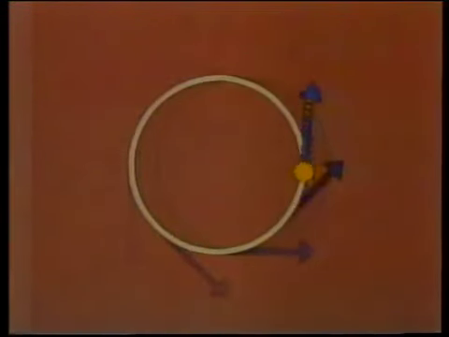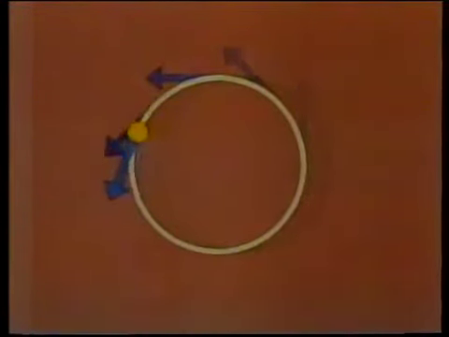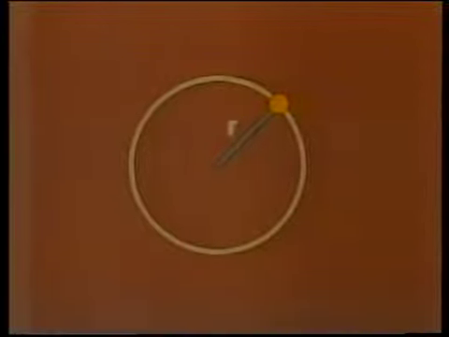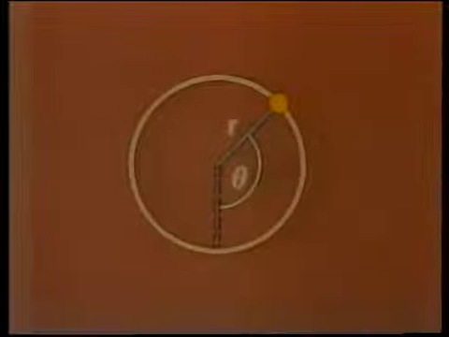So, how can we express the velocity and acceleration mathematically? Well, to specify the position of a particle moving in a circle, we need to know two things. One is the radius of the circle, that's r, and the other is where the particle lies on the circle. We can do that by specifying an angle theta. r and theta are the plane polar coordinates of the particle.